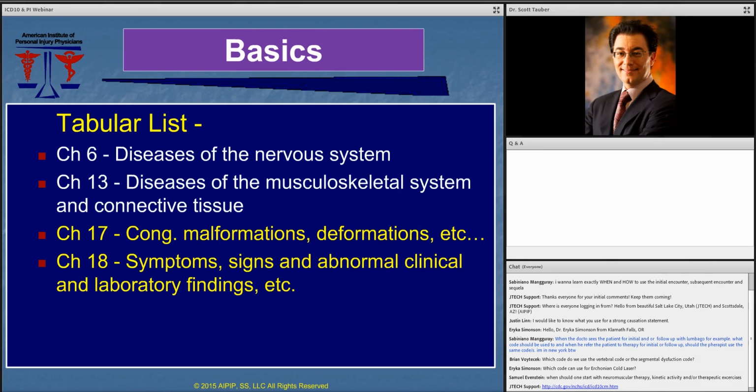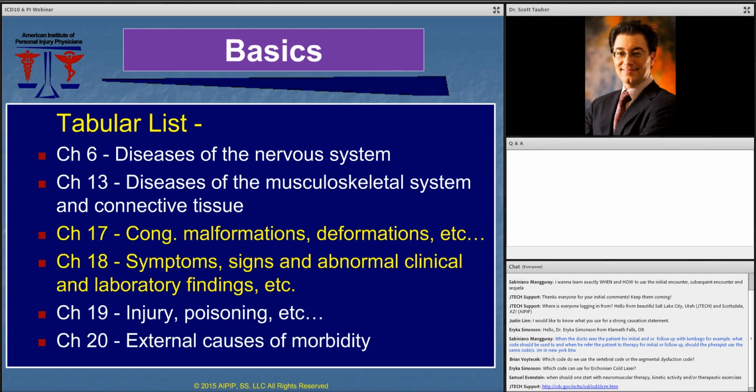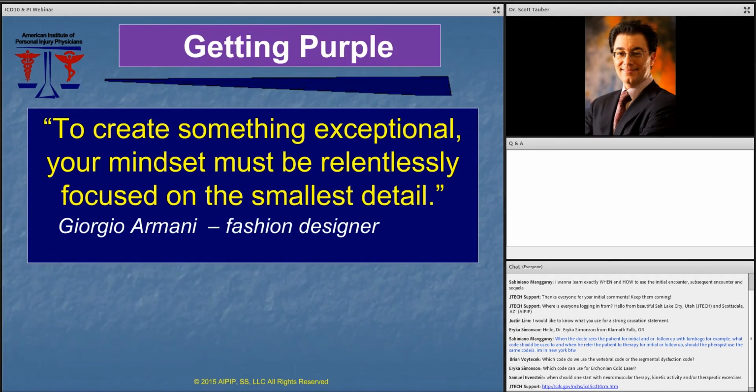All right, so let's talk a little bit about details. ICD-10 is going to be all about the details, the level of detail that you can produce that can support the increased specificity related to ICD-10 and the scrutiny that's going to come along with it.